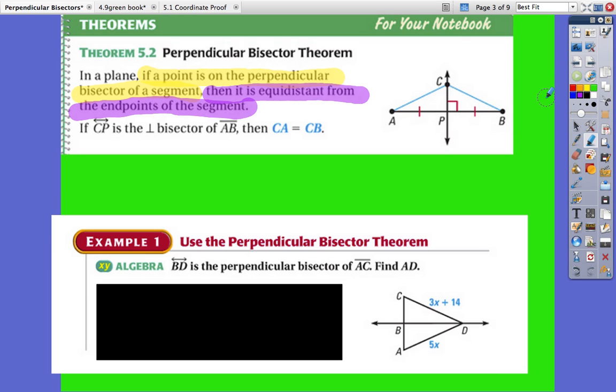And that's kind of what we just looked at, except now we're putting it into an official theorem called the perpendicular bisector theorem. If CP is the perpendicular bisector of AB, then CA is congruent to CB. So these two are congruent, since this is a perpendicular bisector. Now let's apply that theorem to a problem.